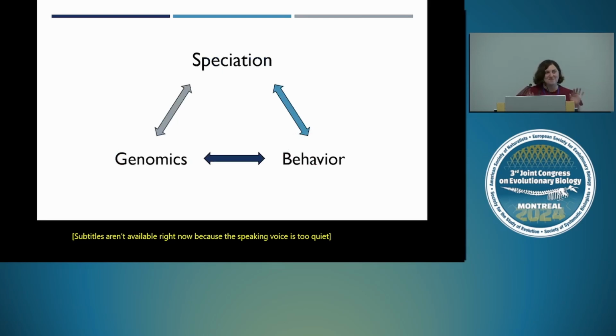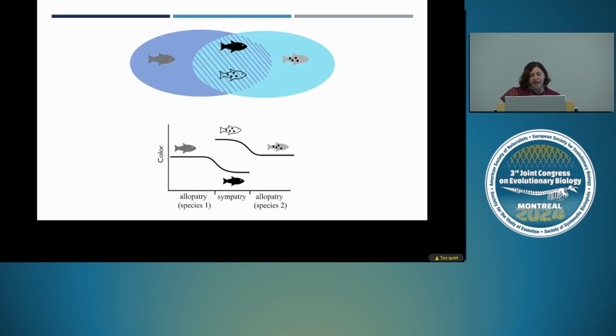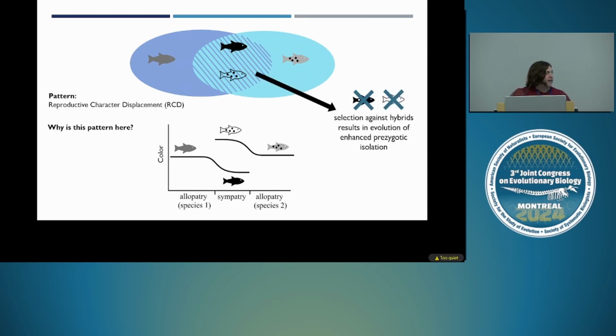So, like I assume many of you in the room, I'm really motivated to study the relationship between speciation, genomics, and behavior. In particular, I'm interested in the pattern of reproductive character displacement, where we have two species that are more different where they co-occur in sympatry compared to where they occur in allopatry. A big question in our field is, why is this pattern here? One potential explanation is that we have selection against hybrids that results in the evolution of enhanced prezygotic isolation, and this process is what we call reinforcement.